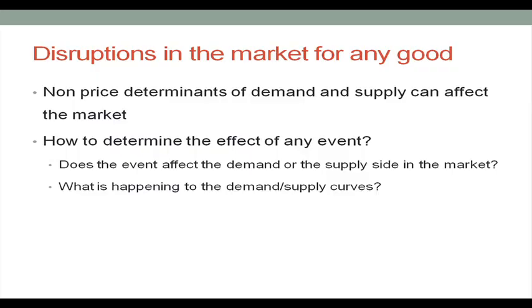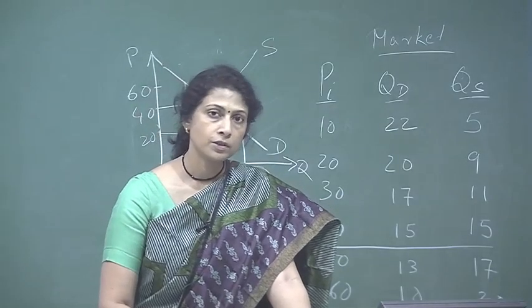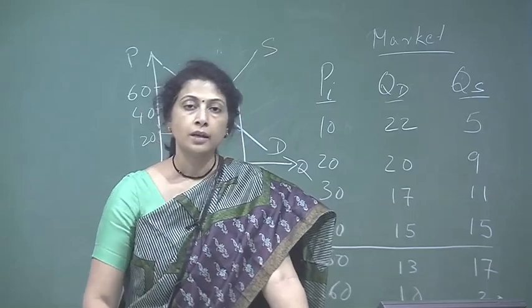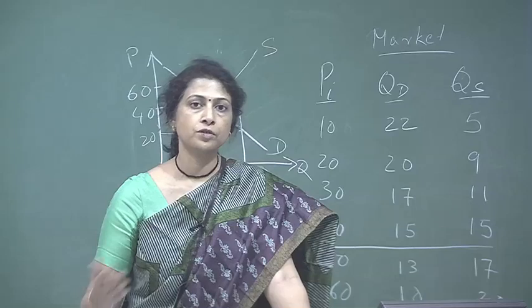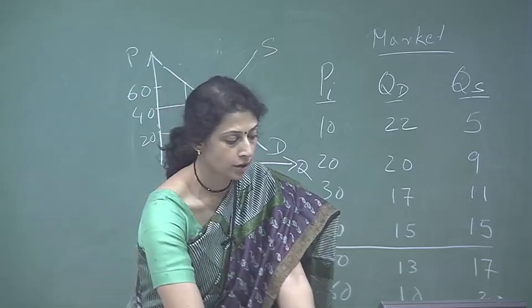If I have been able to figure that out, then the next question is, what is happening to the demand and supply curves? Say, if I have determined that this event is going to affect my demand, how is it affecting the demand? Is it shifting the demand curve to the right? Is it shifting it to the left? So I need to understand that.